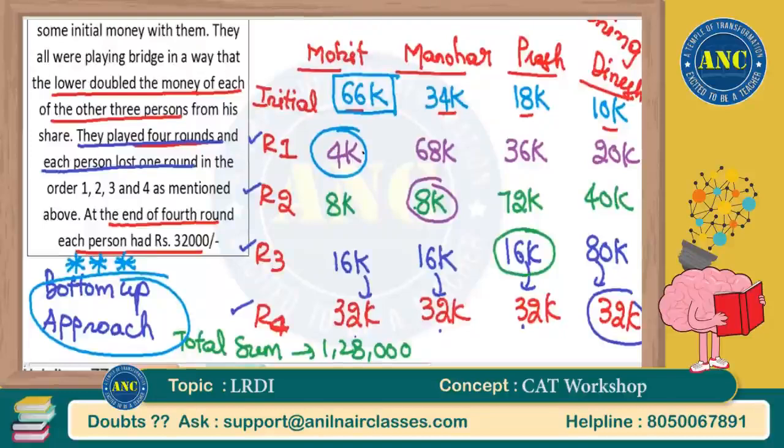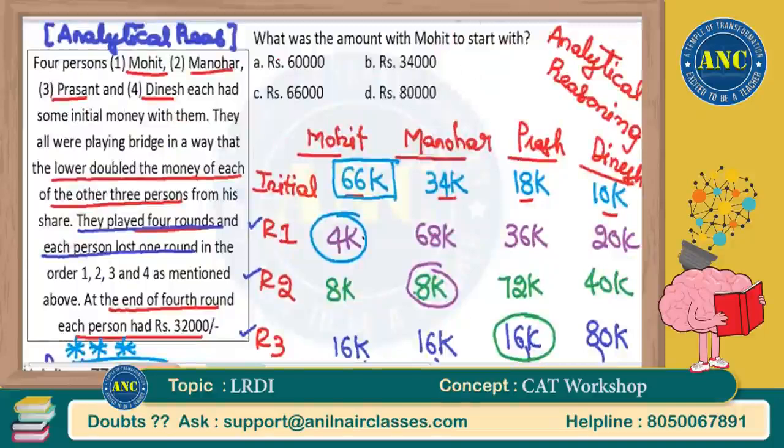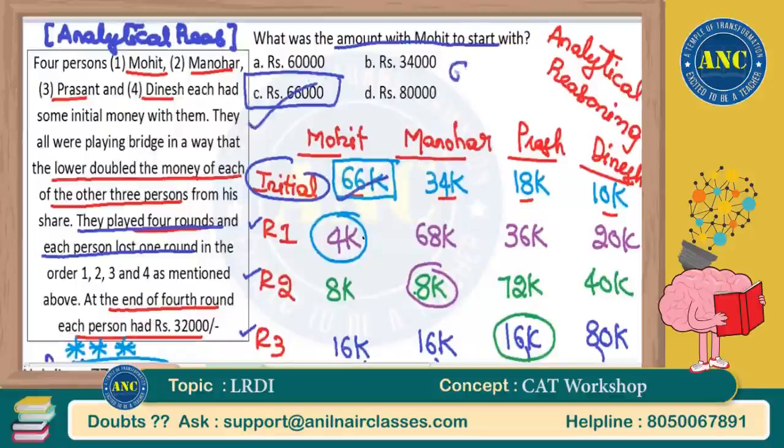4K. Please take an image of this value, sir. Otherwise, again, we have to write. All the questions can be solved by using this diagram. The diagram is completely filled. See the first question. What was the amount with Mohit to start with? Mohit started with initially which amount? The answer for this question is 66,000. I hope it is clear.